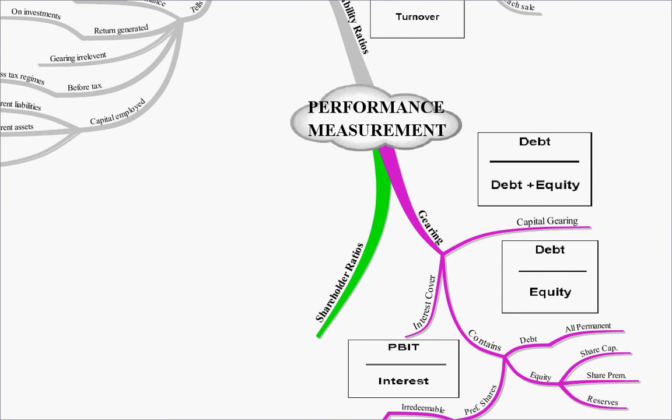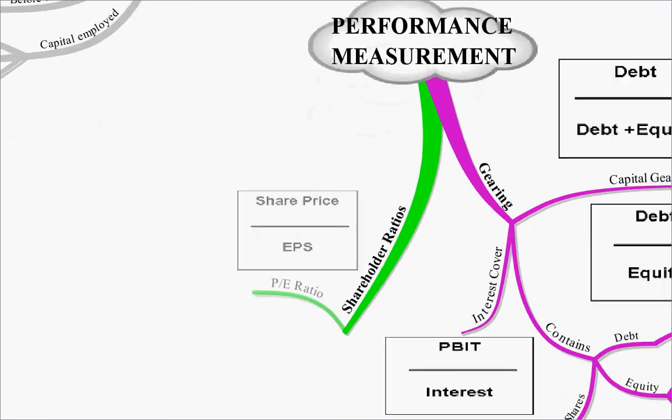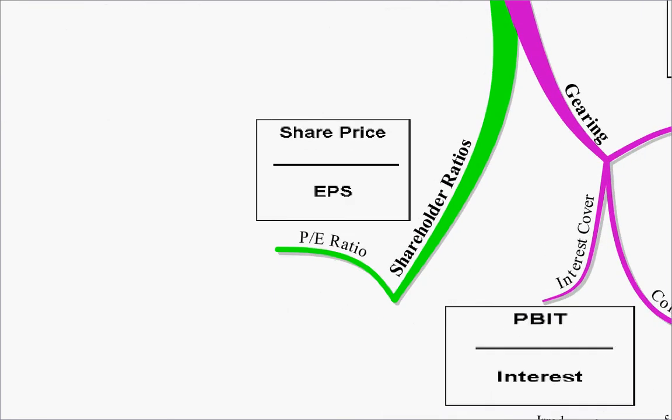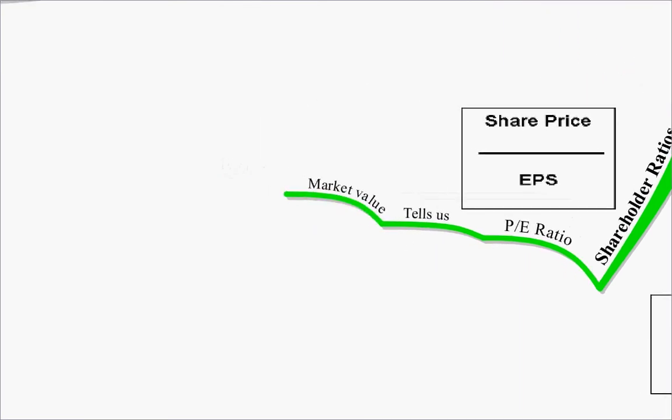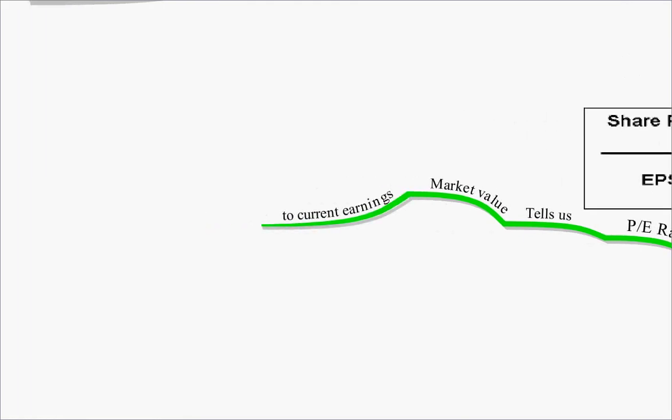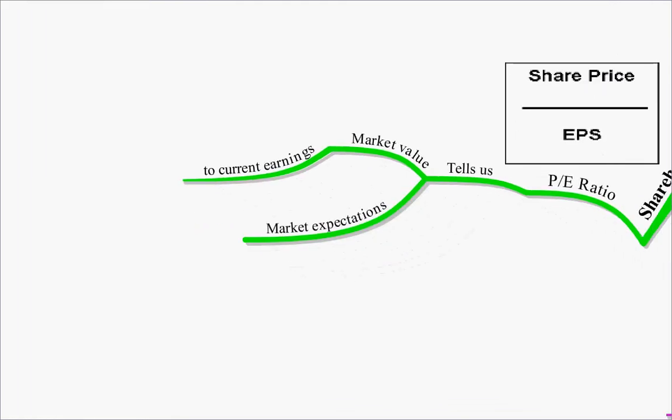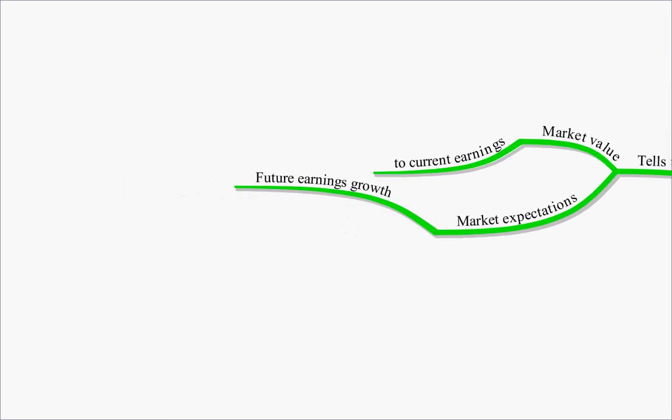And on then to some shareholder ratios, first of which we've looked at before. Price to earnings ratio is our share price over our EPS. What is this telling us? Well, it's telling us our market value to current earnings. It gives us an idea of the market expectations for future earnings growth. So what does the market expect this business to do in the future?